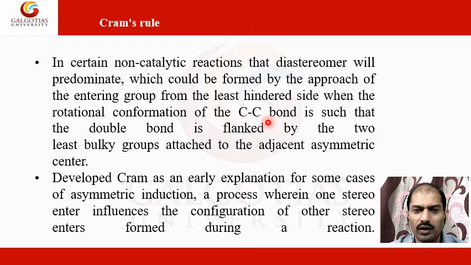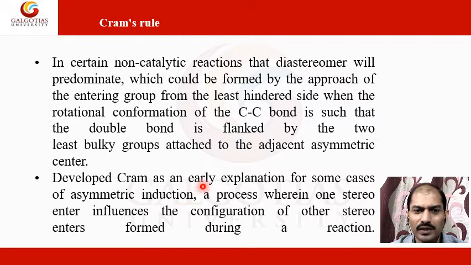So the attacking group will attack from that direction where it will feel the least hindrance, or a very small group if it is there. So from the least bulky group, it will attack from that side. This carbon adjacent is called the asymmetric center, attached to the adjacent asymmetric center. Whatever the asymmetric center is, the group or atom which is very small or least bulky, from that direction the nucleophile will attack on that particular carbon.